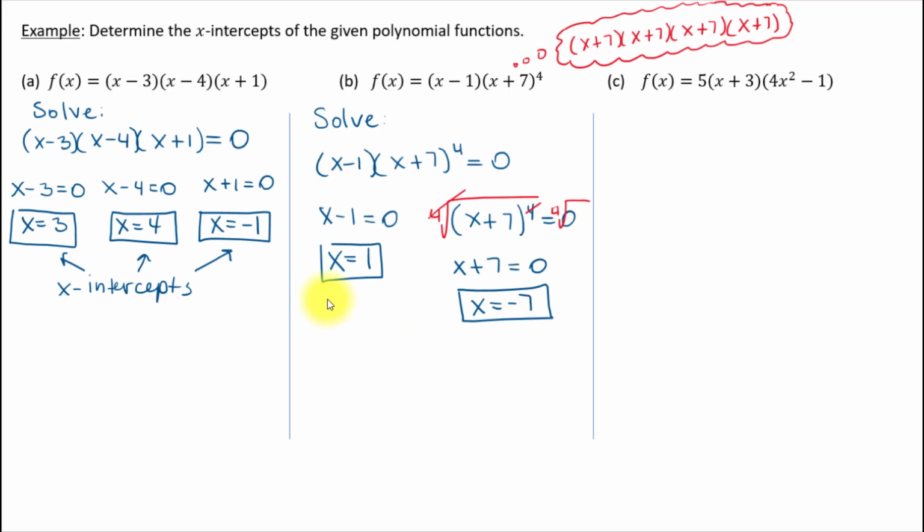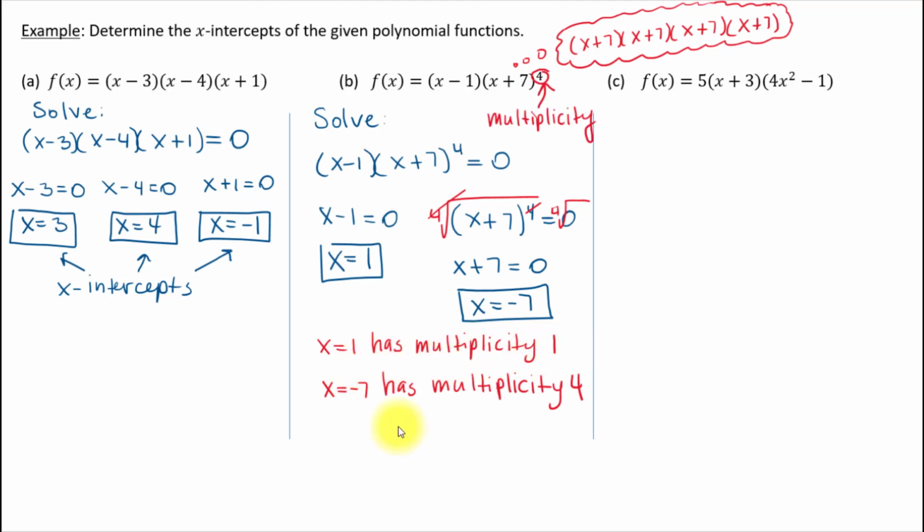And overall, all such solutions, or in other words, all zeros of a function, would have certain multiplicity. And it's just the number of how many times that solution or zero occurs. So x equals 1 has multiplicity 1, and x equals negative 7 has multiplicity 4. When a polynomial function is given to us in factored form, it's very easy to determine multiplicity by looking at the power of each expression. Notice that we have power 4 here. That's where multiplicity 4 comes from. Here we have power 1, so x equals 1 has multiplicity 1. Multiplicity will play an important role when we start graphing polynomial functions.